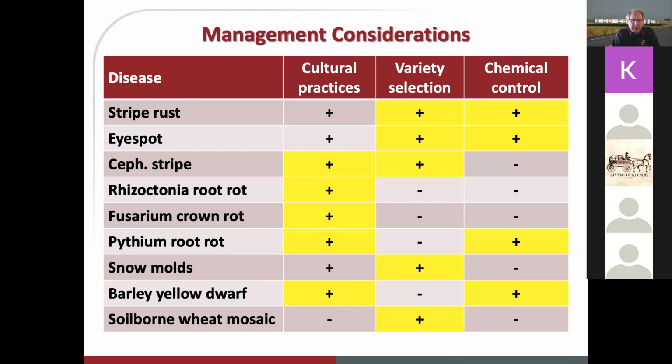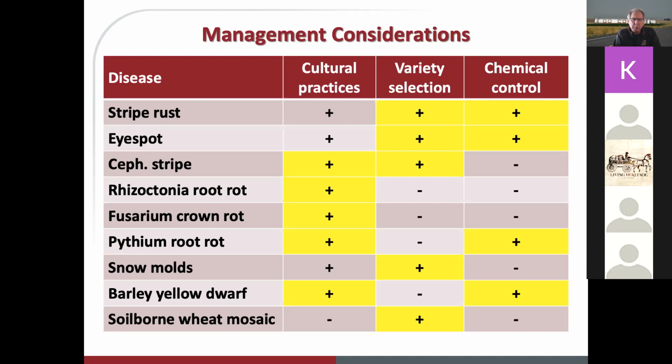Okay, so let's circle back around to our management considerations. These are the things we talked about in the beginning. Now I've added in some yellow highlighting, and this yellow highlighting indicates the most important considerations for control of these diseases. And so you can see with things like stripe rust and eyespot, variety selection and chemical control are our main considerations. Cultural practices can have an impact, but not as big an impact.